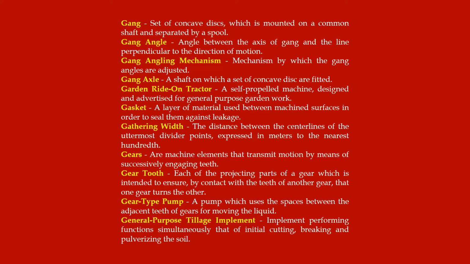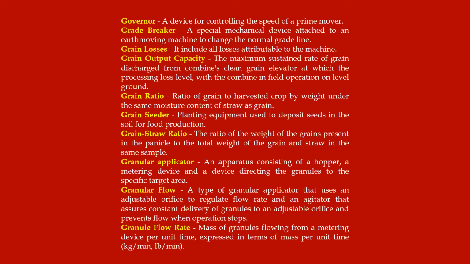Gear type pump. A pump which uses the spaces between the adjacent teeth of gears for moving the liquid. General purpose tillage implement. Implement performing functions simultaneously that of initial cutting, breaking and pulverizing the soil. Governor. A device for controlling the speed of a prime mover. Grade breaker. A special mechanical device attached to an earth-moving machine to change the normal grade line.